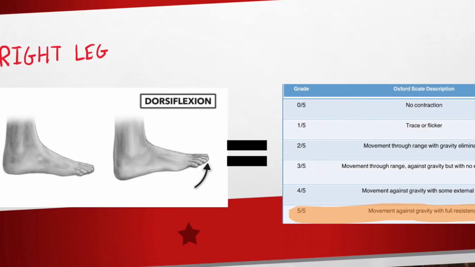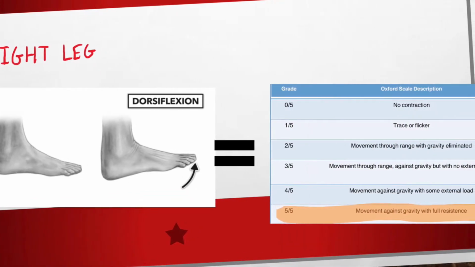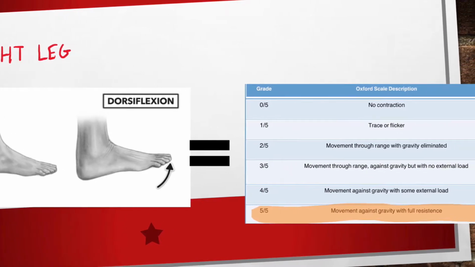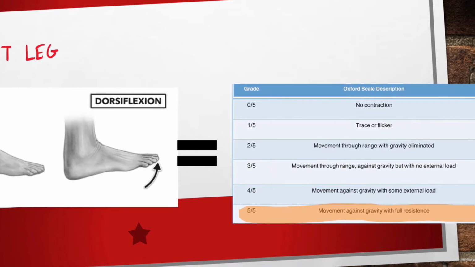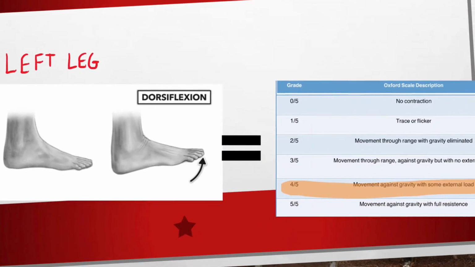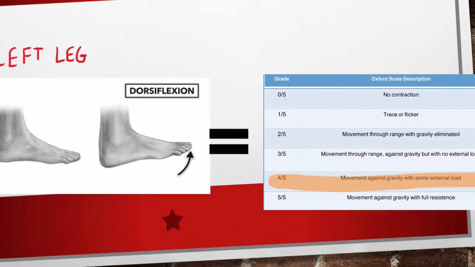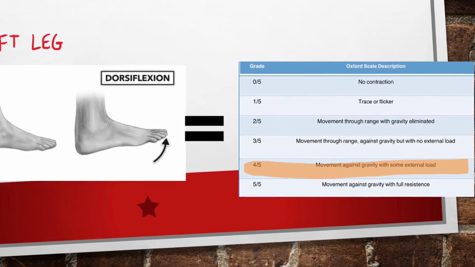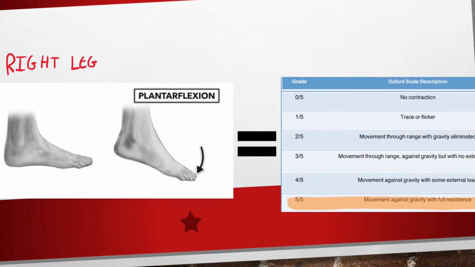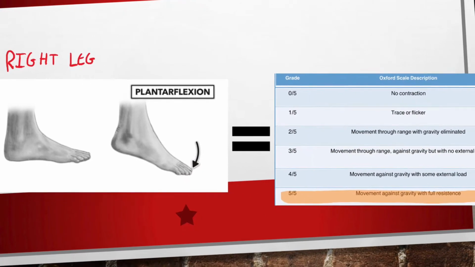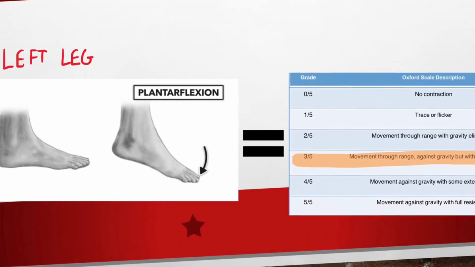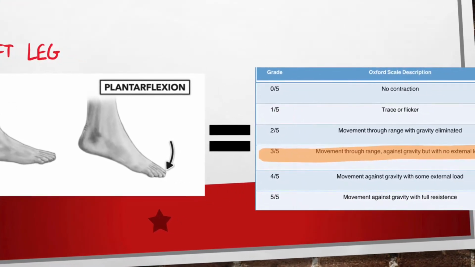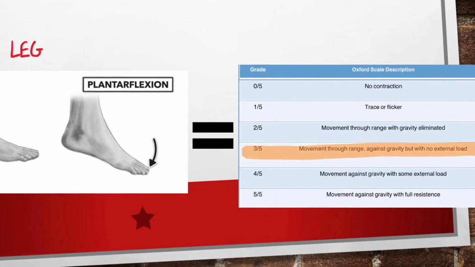For the right leg, for dorsiflexion, the patient scored a 5 on the Oxford scale, which means there is full strength and power in the right leg. For dorsiflexion of the left leg, the patient scored 4 on the Oxford scale, which means there is movement through range with some external load. For plantar flexion, the right leg scored 5 on the Oxford scale, and for the left leg, the patient scored 3, which means there was movement through range with gravity, but there was no external load.